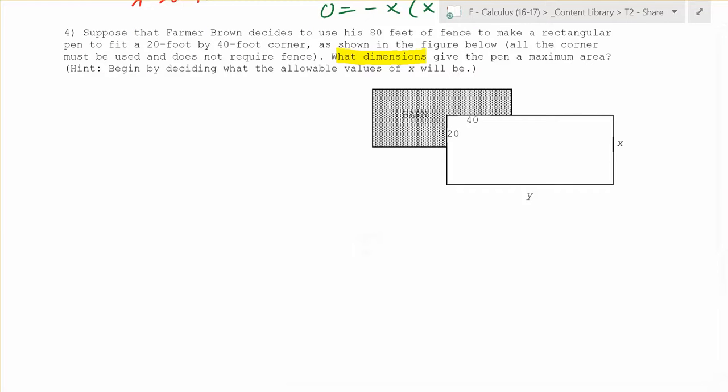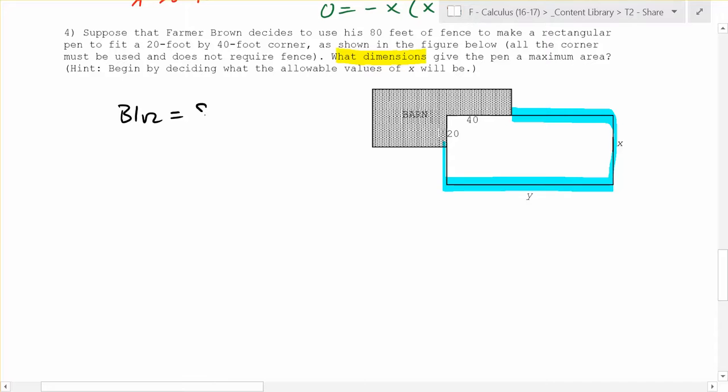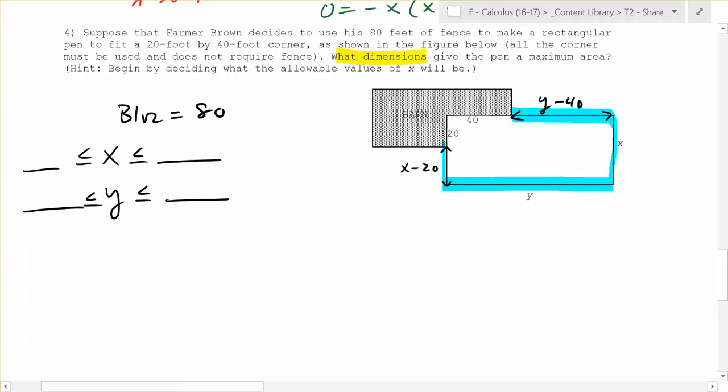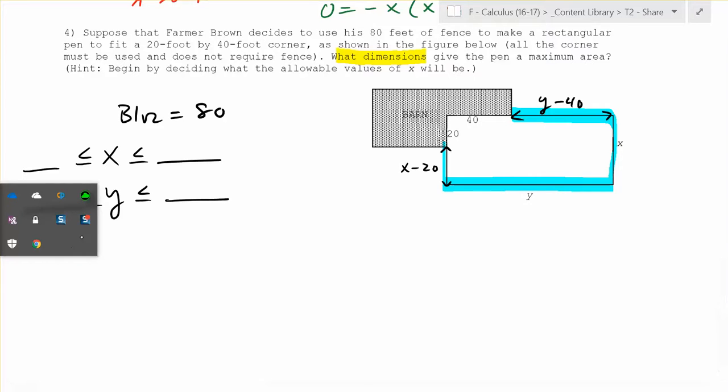What has to add together? This plus this, plus this and this. What's that have to be equal to? 80. The blue has to be equal to 80 total, right? Okay, so start filling these in. How much is this right here? That's x minus 20. What's this one right here? Y minus. You probably already did that for the perimeter, right? Less than or equal to something like this and like this. Fill this in first. When you think you have it, let me know. We can see if we can answer it together.